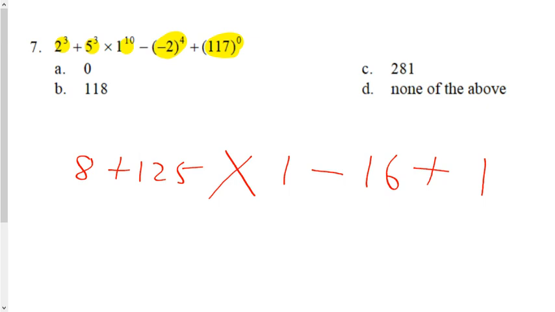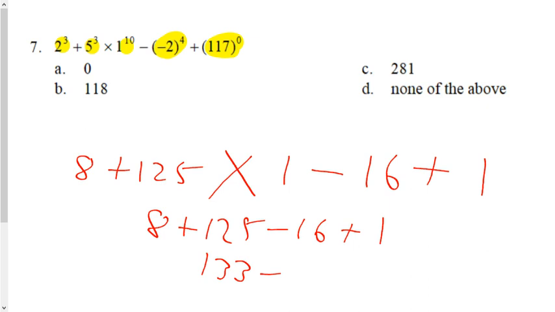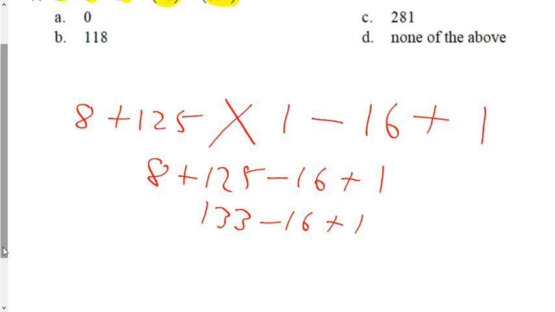So when you simplified your exponents, you end up with like a grade 5 order of operations question with only one multiplication, and the rest are addition and subtraction. I'm going to do my multiplication first. 8 plus 125, take away 16 plus 1. 133, take away 16 plus 1. 117 plus 1. Your final answer is 118.